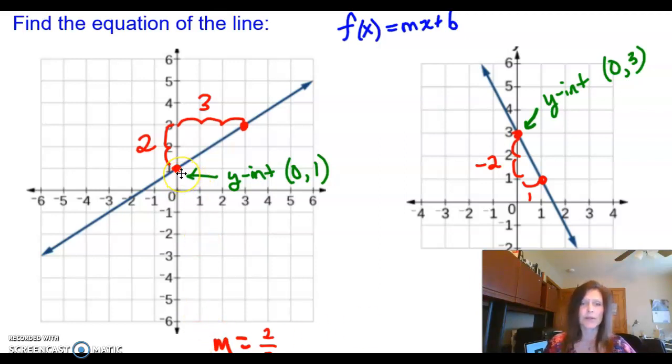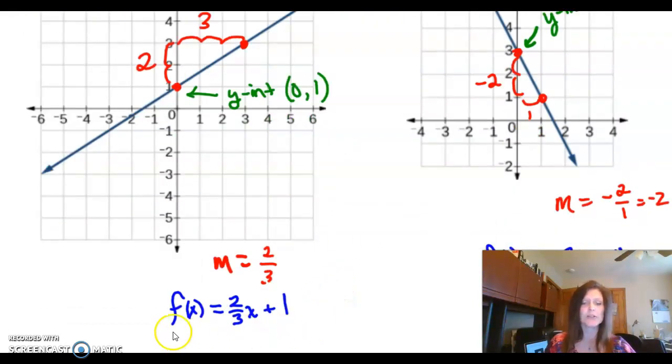In this case, the y-intercept is where it's crossing the y-axis, 0, 1. And then I notice here's another nice point that it goes through. It's very easy to tell. It's not halfway in the grid. It is a nice point, and that would be the point 3, 3. So I calculate from the y-intercept how much up and how much over. The rise over the run is my slope of 2/3. The y-coordinate of the y-intercept is going to be my b, so my equation is going to be f of x equals 2/3 x plus 1.